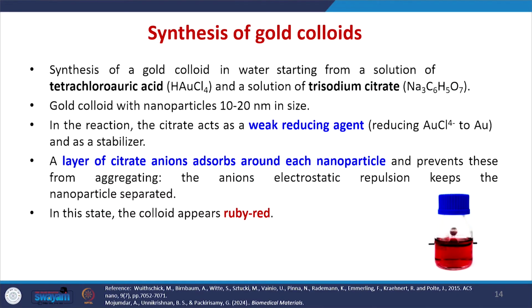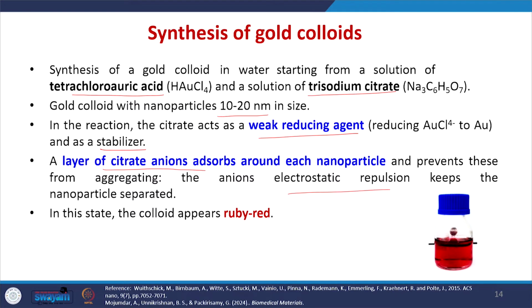Let us learn the basics of synthesis of gold colloids. To synthesize gold colloid, we need tetrachloroauric acid. This is a metal precursor, and we need trisodium citrate, that is the reducing agent. By this method, we can make gold colloid with nanoparticles between 10 to 20 nanometer in size. In the reaction, this citrate will act as a weak reducing agent and it also acts as a kind of stabilizing agent. How is it acting as a stabilizing agent? It forms a layer of citrate anions which adsorbs around each nanoparticle and prevents the nanoparticle from aggregation due to the electrostatic repulsion of the nanoparticle.